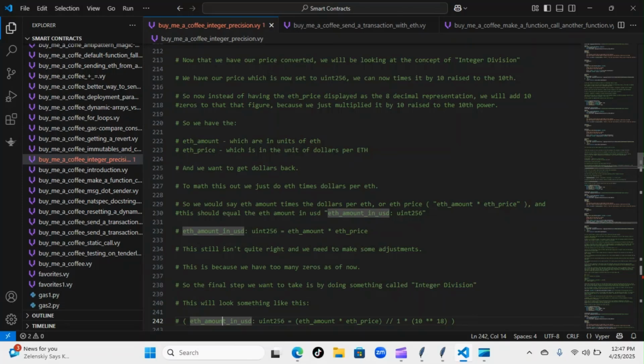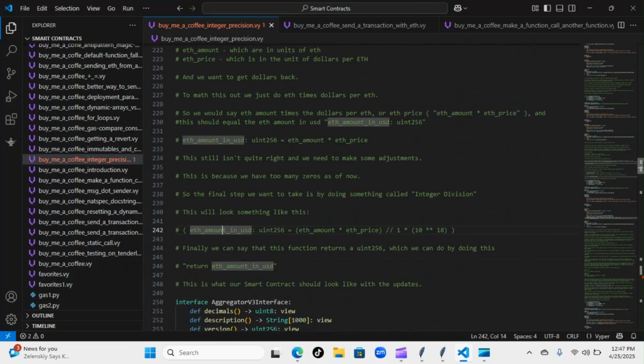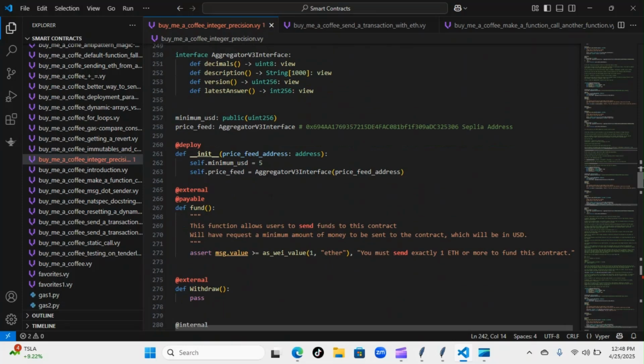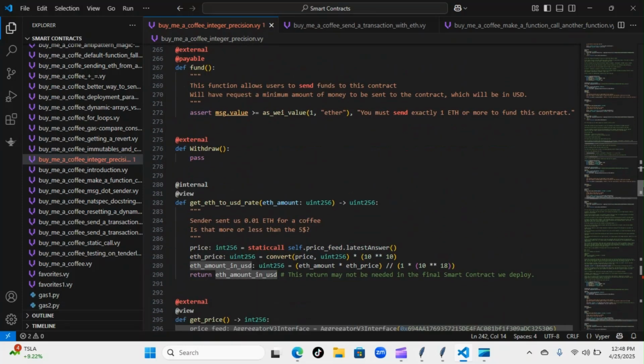Move down just a little bit. So finally, we can say that this function returns a uint 256, which we can do by doing this. So we're going to return the ETH amount in USD. And this is what our smart contract should look like so far. So let's go down. I'm just going to go down to where we do the division.